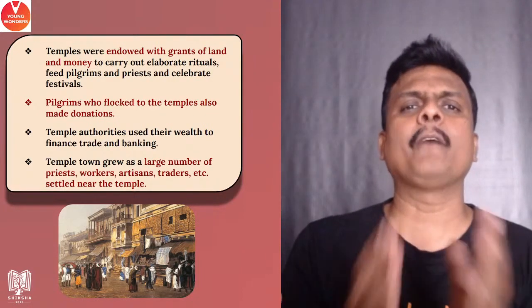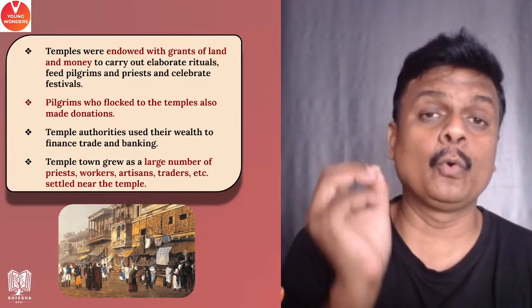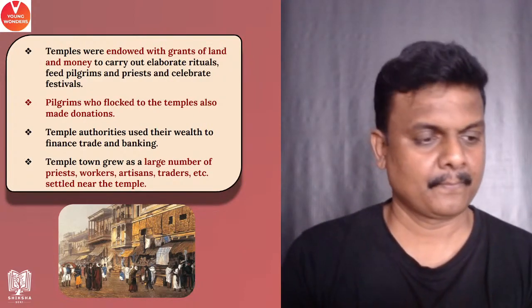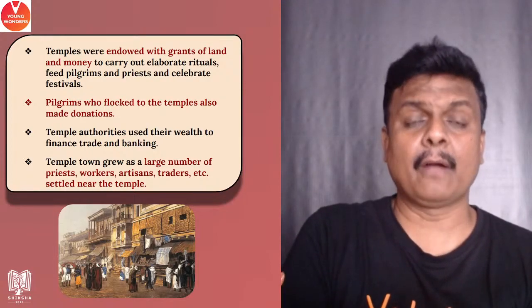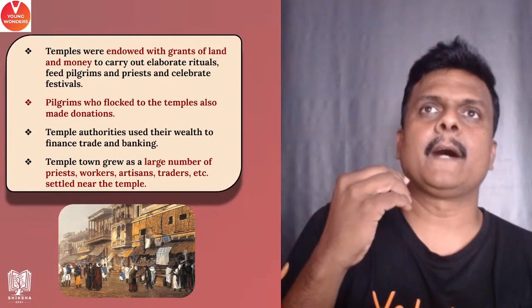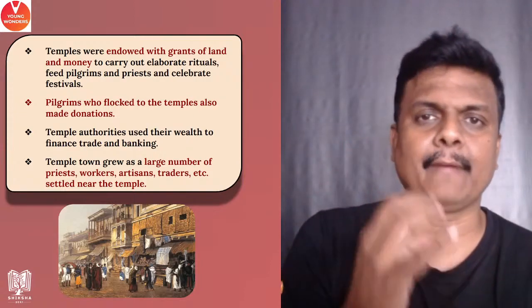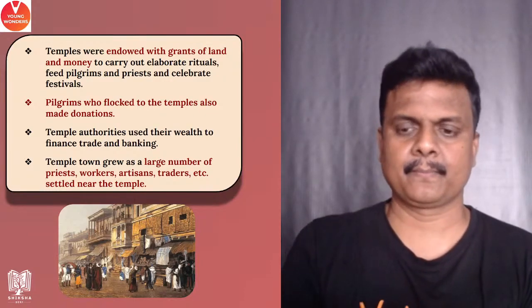Pilgrims are people who have come to worship, people who travel and come to worship a god. You call them pilgrims. Administrative centers means places from where a place is administered, taken care of, governed. That's what you call administrative centers.